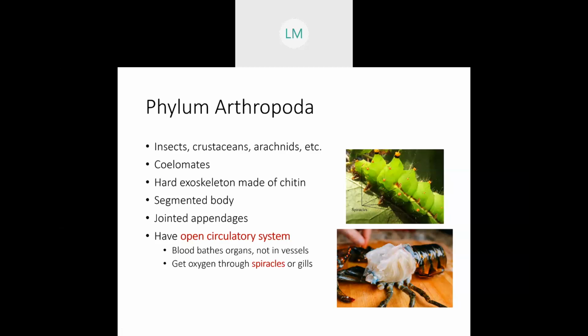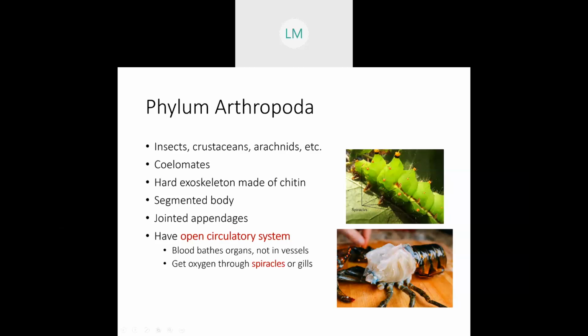Phylum Arthropoda has an open circulatory system. So while they are pretty advanced in their body plan, they don't have a closed circulatory system like we do. They have an open circulatory system, meaning that instead of the blood being contained in vessels, it just sloshes around within the body to bathe the organs that way. And they're getting their oxygen through either spiracles or gills.